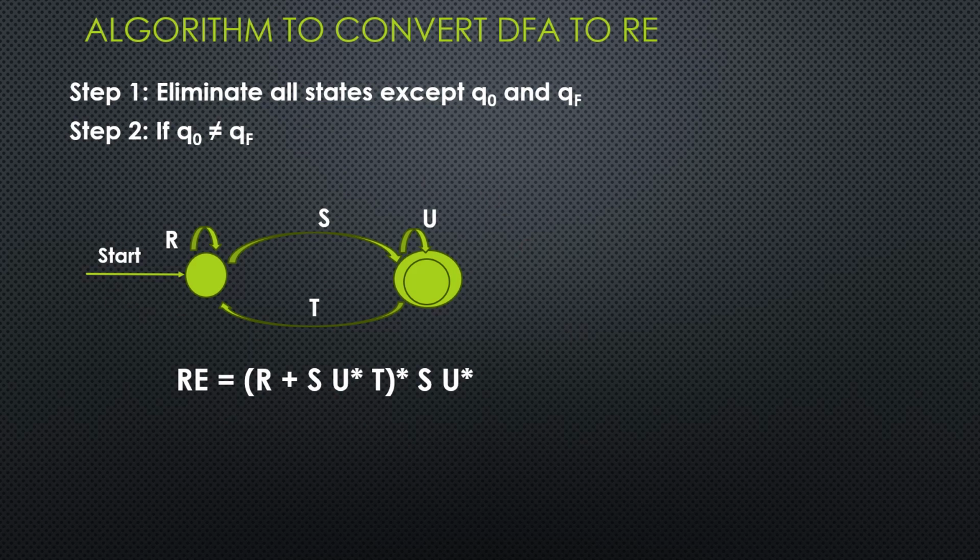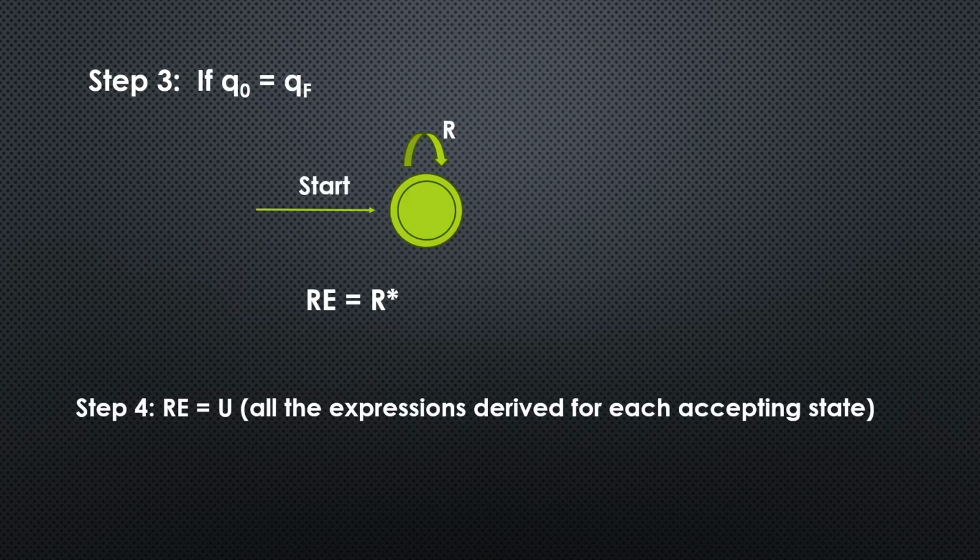Now the next case is when Q0 is equal to QF, which is when the start state and the final state are the same. So it is represented like this in your DFA, where you only have one state. When you have a double circle, you call it the final state. The start state is represented using this arrow and the start label. So both these states are the same, start state and the final state.